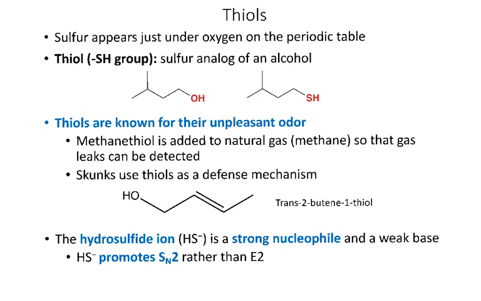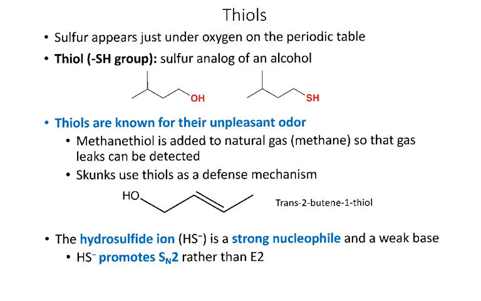And when you think about natural gas, you often think about the rotten egg smell. But in fact, natural gas, or methane, doesn't have any odor at all. So that rotten egg smell that we associate with natural gas is actually due to the methane thiol that we add to natural gas so that it's easier to detect when we have gas leaks. Another example of thiols is trans-2-butene-1-thiol. This is the major component of skunk spray that gives it its really unpleasant odor.